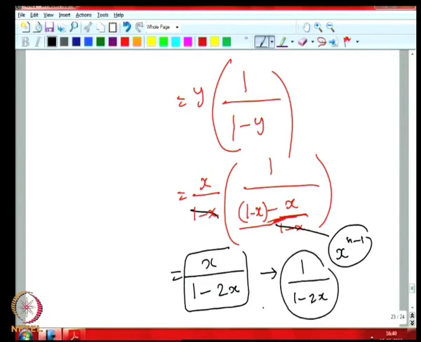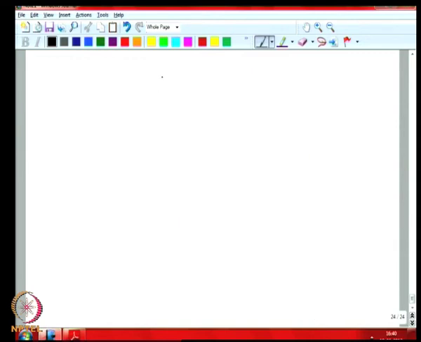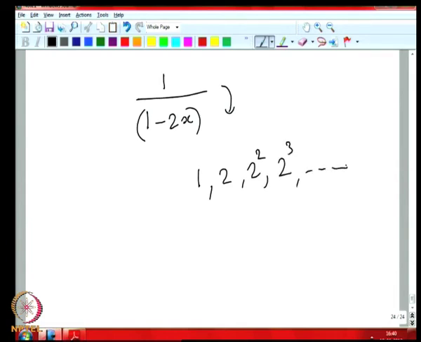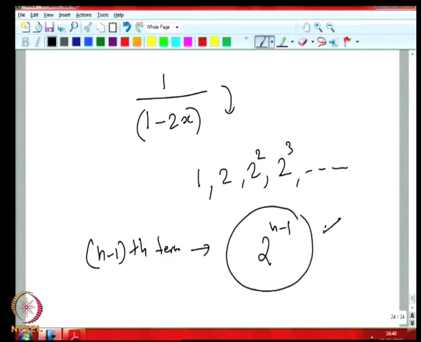So, we only have to look for the coefficient of x raised to n minus 1 in this one, and this is familiar, we know this corresponds to the sequence 1, 2, 2 square, 2 cube and so on, and we are looking for the n minus 1th term here. What is that? That is 2 to the power n minus 1. This is what we got earlier also, right. So, we managed to get the same answer using the method of generating functions.